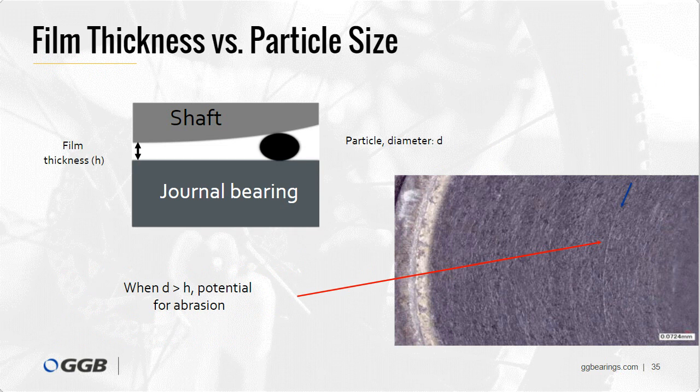If the lubricating film is dirty or contains some foreign object debris, we can run into issues with abrasion when the particle size is greater than the fluid film thickness. If we take a look at the image on the right, this is a DU bearing under magnification. Here we can see some scoring of the polymer bearing liner caused by a large particle of contamination.